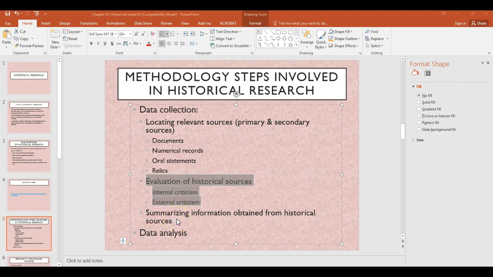Then you will start to summarize information and collect the data from what you're reading, and then you analyze the data. I'm going to talk about each one in more detail. So the data collection has these steps: you collect, you evaluate, you summarize, and then after you finish the data collection, part of the methodology is the data analysis.